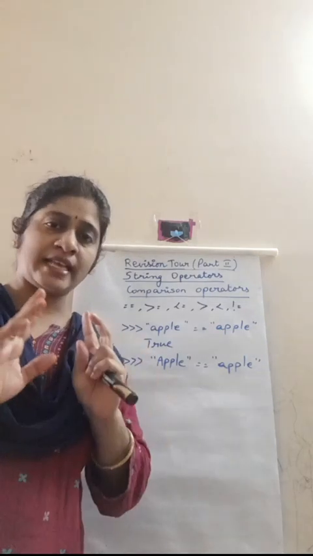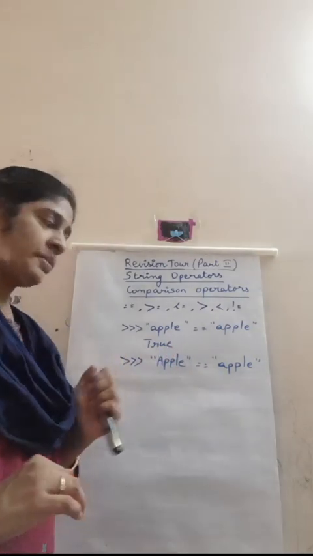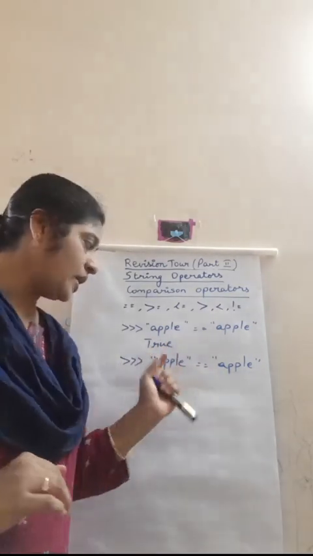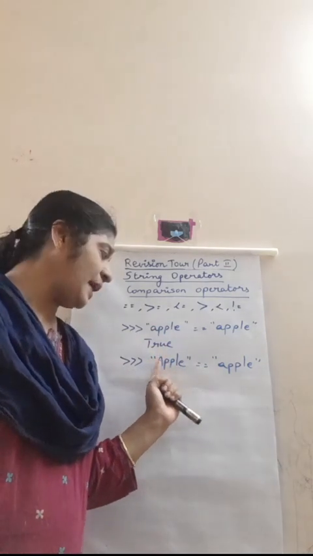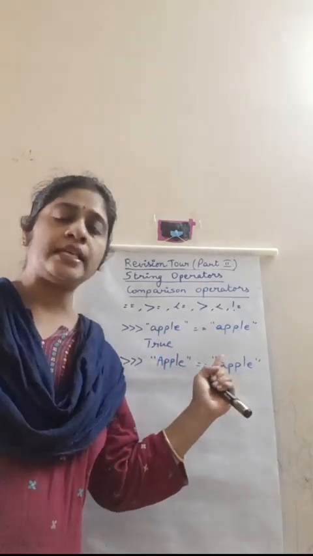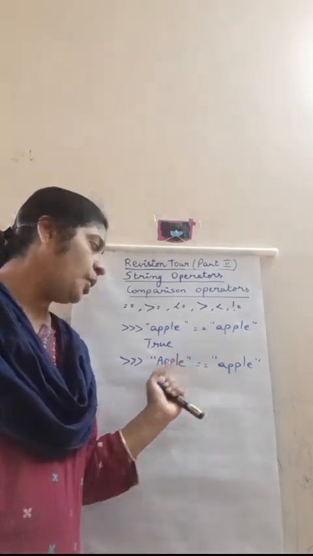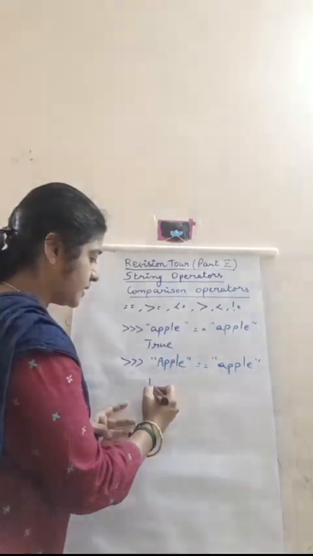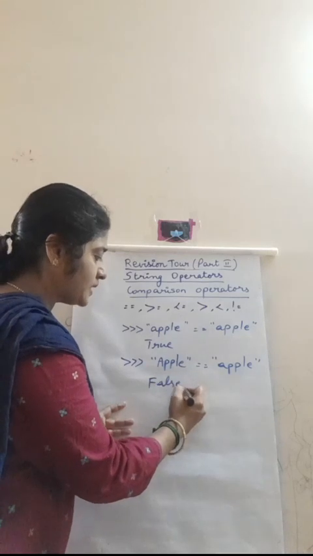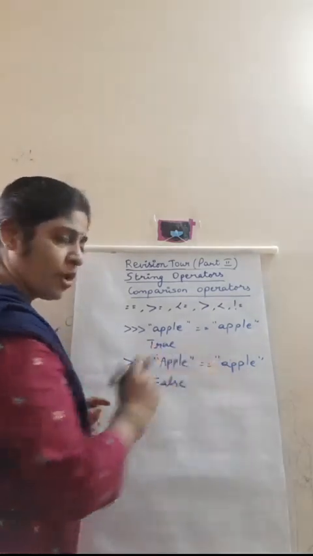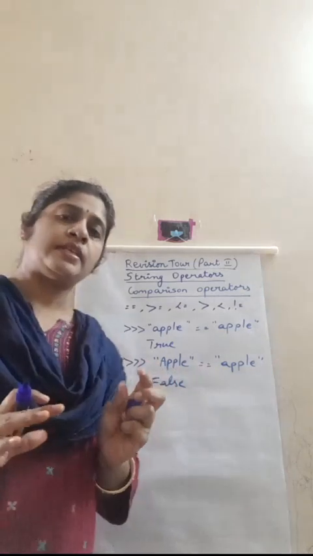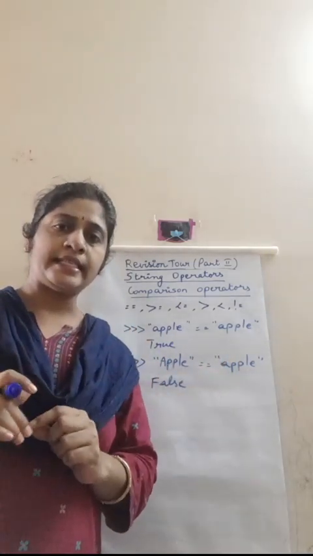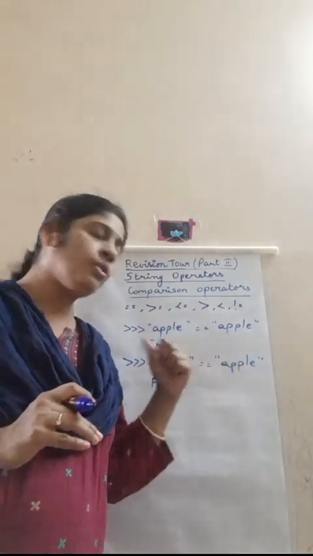It's for sure that the answer is not true. Yes, it is not true. Why? Because there is a difference between capital A and small a. Python is case sensitive. So how is the comparison done? Here the answer would be false. They are not equal because this is capital A and this is small a. Python is case sensitive, so it won't give you true here.